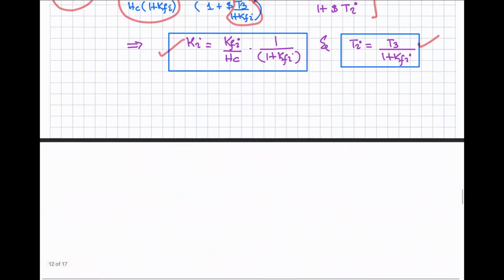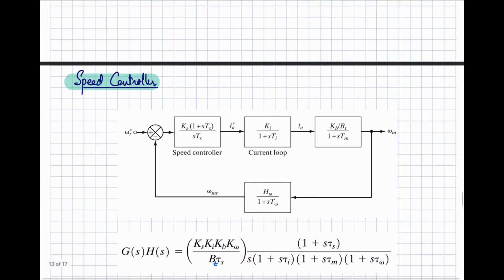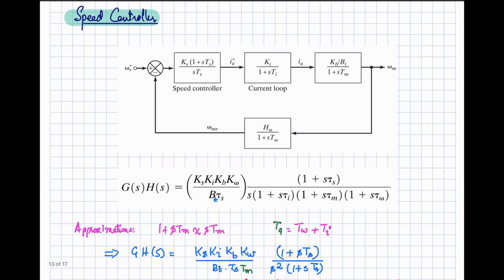Okay, now we will be using this approximation in the speed control loop. So here you can see the current loop represented by the first order transfer function. The input is the reference current and the output is the actual current, and then you are going to translate this current in terms of the speed. We have derived this transfer function in our previous videos, and here is the PI controller for the control of the speed.